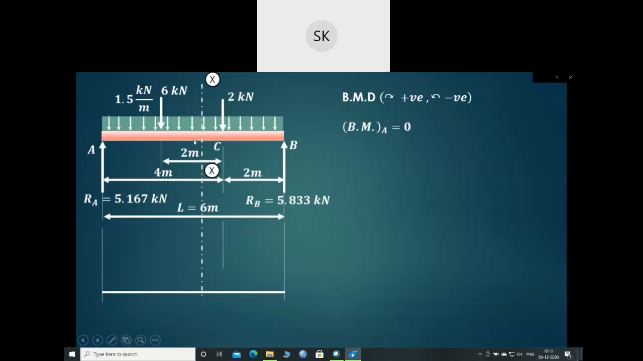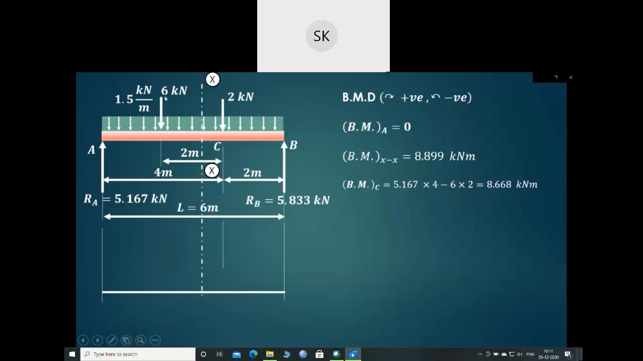First we'll calculate bending moment at point C. At XX we have already calculated it, so it is 8.899. Then after this section XX, the point is C. So we'll calculate bending moment at this particular point C. Consider all the forces on the left hand side of C, except this particular 2 kilonewton, which will not have any moment about C. So RA, the upward acting reaction, will produce clockwise moment. The arrow of this RA will go in the clockwise direction about C, and the perpendicular distance is 4 meter between A and C. So it is 5.167 into 4.